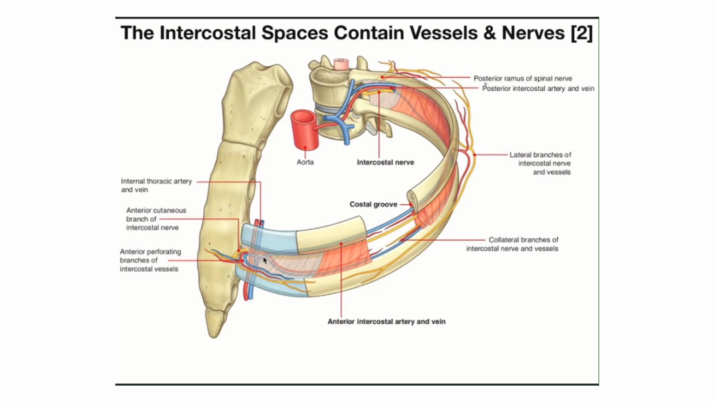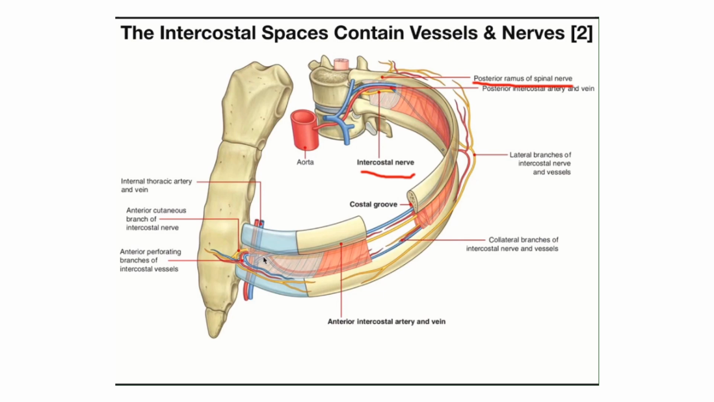As you can see here, this is the posterior rami of the spinal nerve. This is the posterior rami of the spinal nerve, and here we have the intercostal nerve, which is the anterior rami of the spinal nerve. So let's talk about the typical and atypical intercostal nerves. The nerves arising from the third to sixth intervertebral foramen, T3 to T6, are called typical intercostal nerves.